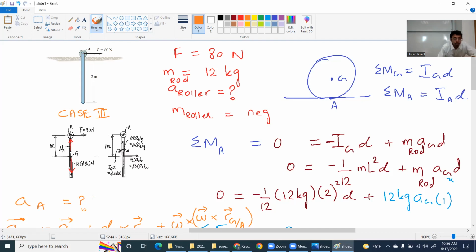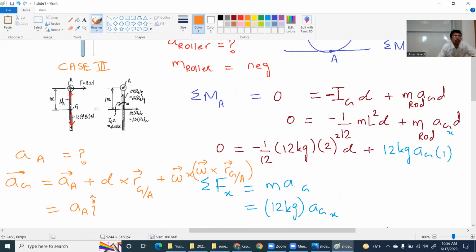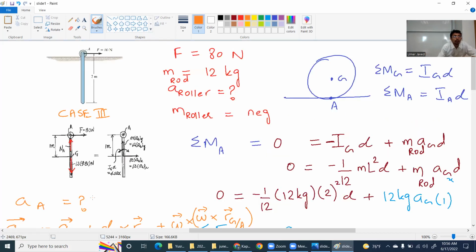Could you explain the moment of A part? Summation of moment of minus IG alpha.